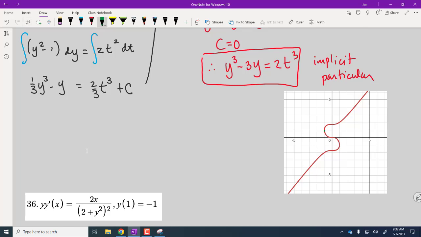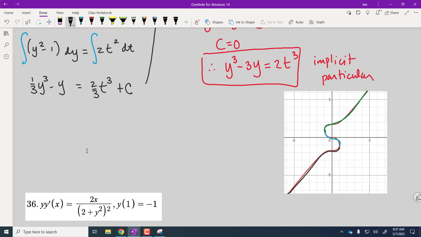There is the function that starts about there and goes out that way. There is the function that is right there. And then there is the function that is down here. So within this curve, there are 3 functions.